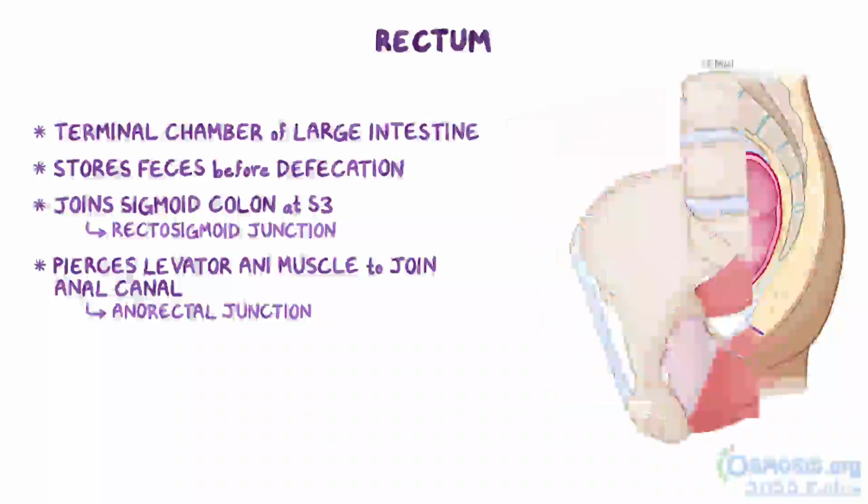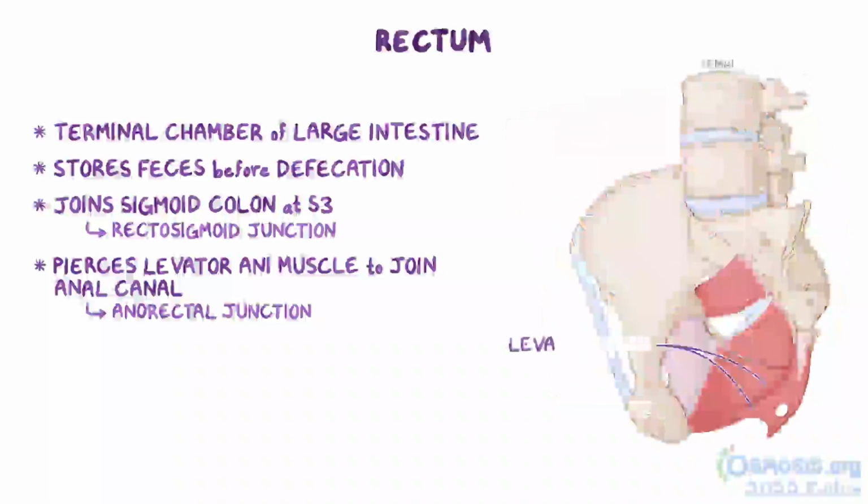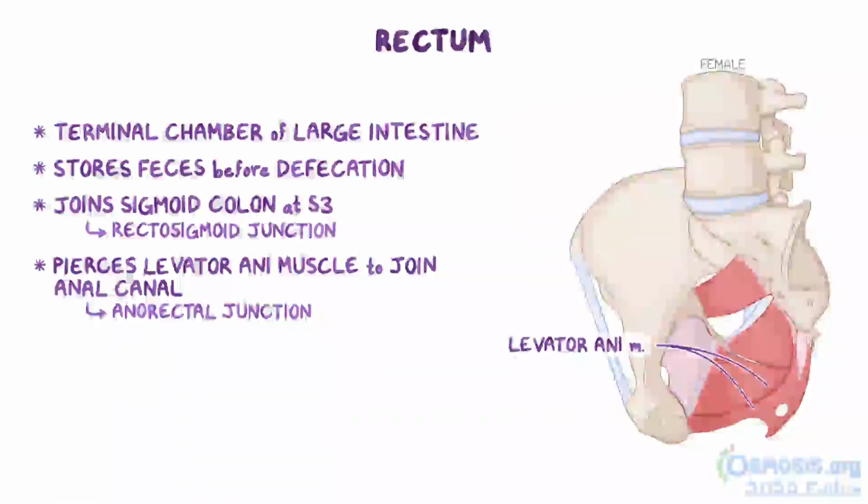Let's think of the pelvis like a bowl. The levator ani muscle acts as the bottom of the bowl to support the structures within the pelvis, especially the rectum. Another structure that supports the rectum is the anococcygeal ligament, which forms a fibrous ridge from the anal canal to the coccyx, acting as an anchor.